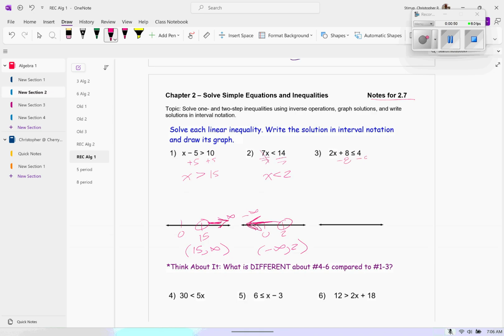We're going to subtract 8 from both sides first here. Again, treat the inequality like an equal sign. Divide by 2. So x is less than or equal to negative 4. So if I have 0 here, negative 4 here, I have a solid dot right here, and it's going to go to there, so that's pointing to negative infinity. Read it left to right, so negative infinity to negative 4, hard bracket at the negative 4.